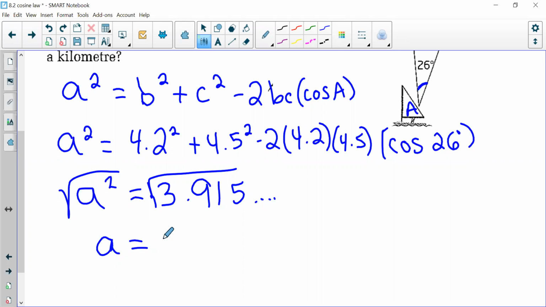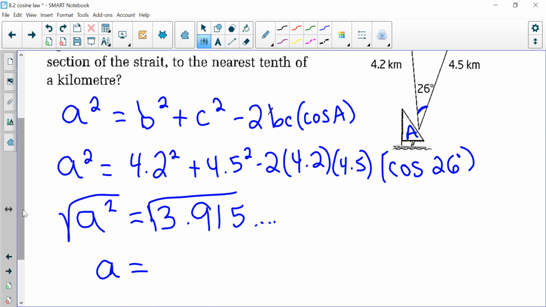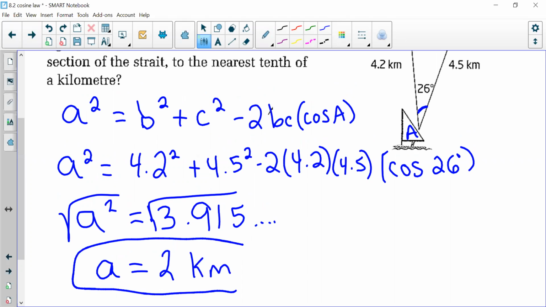So how wide is it really? 1.9 kilometers. Good. What's it saying to the nearest 10th? Oh, I can't actually round to the nearest 10th because 0.97. So this rounds to 2 kilometers. So that's not a very wide strait there. Hopefully the wind doesn't blow him too far while he's trying to pass through because it's just under 2 kilometers. All right.